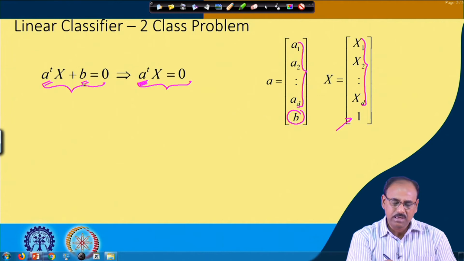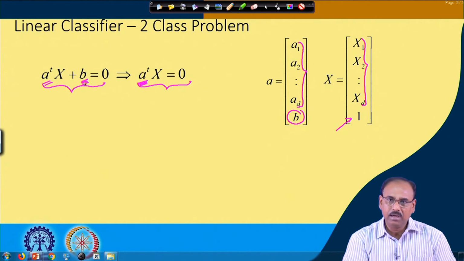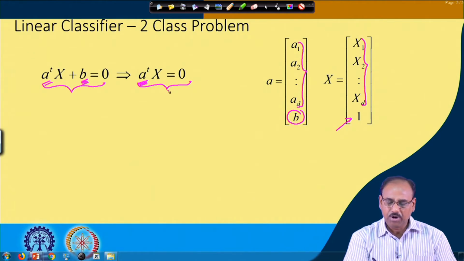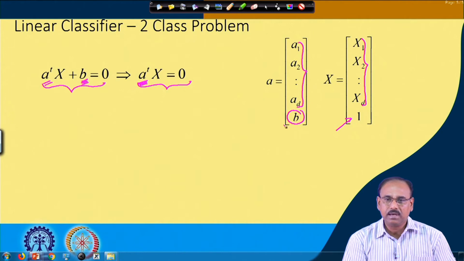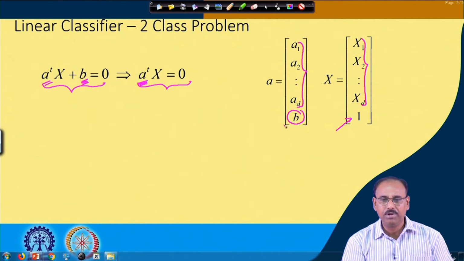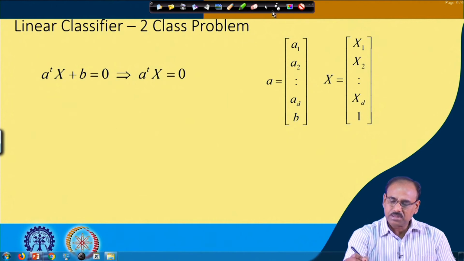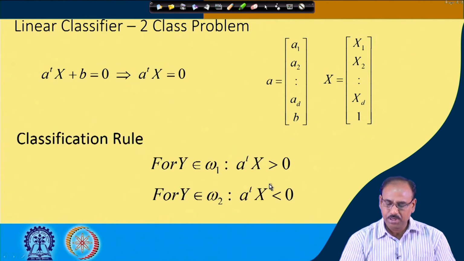In the earlier case, depending upon the value of b, the separating plane might have been anywhere within my feature space. But in this modified form, as I am increasing the dimension of the feature vector by 1, in this modified feature space the separating plane always passes through the origin. So given this, my situation will now be of this form.